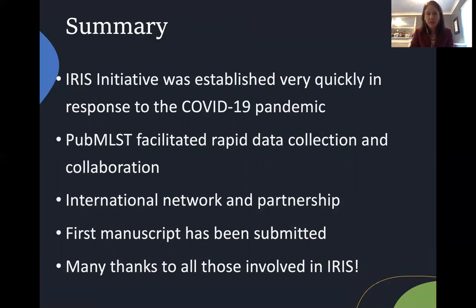involved in this work. We have just submitted the first manuscript, as I mentioned, and it remains to thank everyone who is involved in IRIS for what has been an extraordinary amount of effort in quite a short period of time, and in fact, quite an enjoyable one. It's a very congenial network, and I think that has been a great deal of fun for everyone who's been involved. So thank you very much, and I'm happy to take questions.